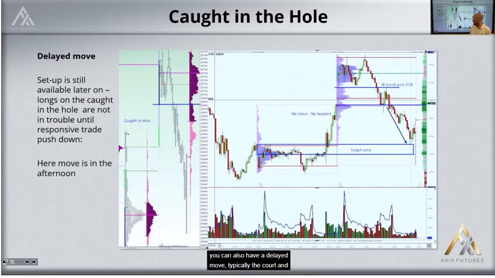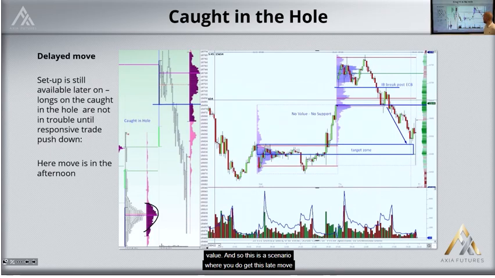You can also have a delayed move. Typically, the caught in the hole you're looking to see go back very, very quickly. Whereas with a delayed move, the concept is still there, and this is the important thing with a gap up. If you have a gap on the back of a caught in the hole scenario, this can't just be any time you have a gap, but if you have a gap on the back of a caught in the hole scenario, so there's your value, late move. When you fall back inside the gap, then you can look for the pullback to value.